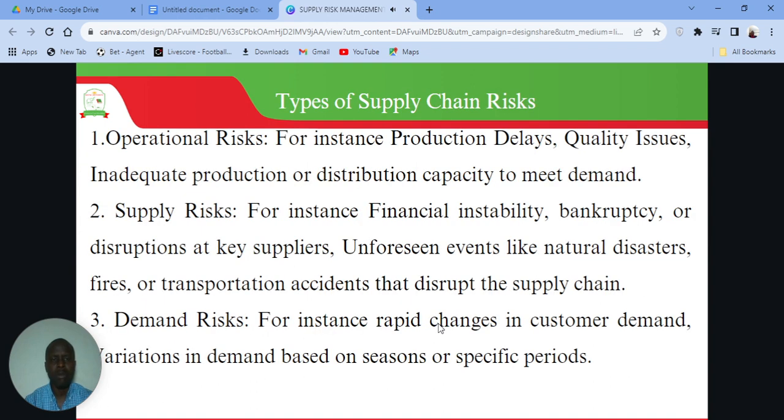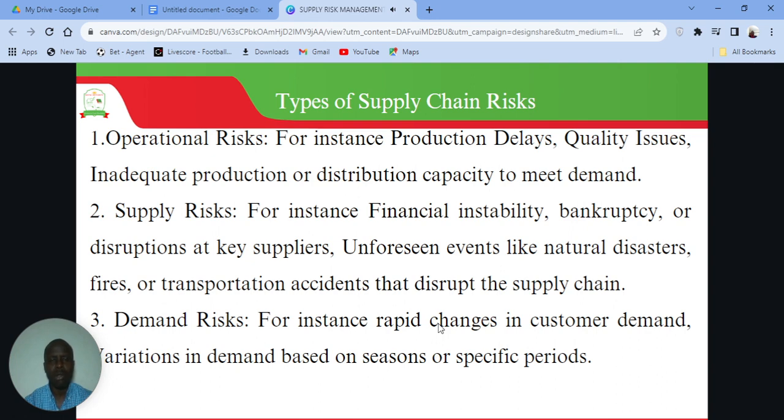Now, we have what we call the types of supply chain risks. We have risks that are associated with the operational risks. That is to do with delays in production, quality issues, and that's why in many countries you're going to find they have organizations that are keen on ensuring quality has been achieved, especially for consumables, where customers may end up losing their lives because whatever they consumed was not checked in terms of quality. The other one is inadequate production or distribution capacity to meet the demand. So this is a major risk. We may be having a huge demand for certain products, and then you realize that companies do not have the capacity. And then it becomes very difficult for the entity or the institution to continue to execute their mandate.